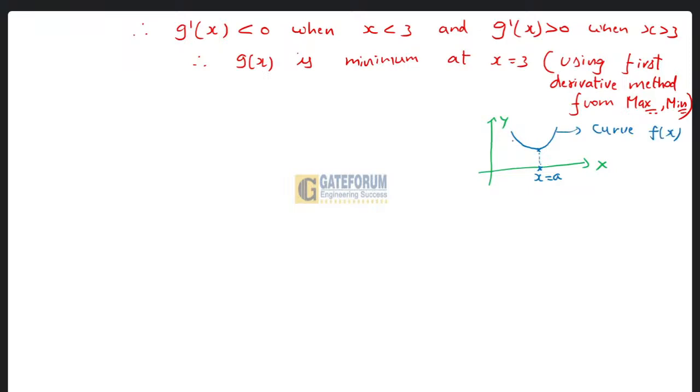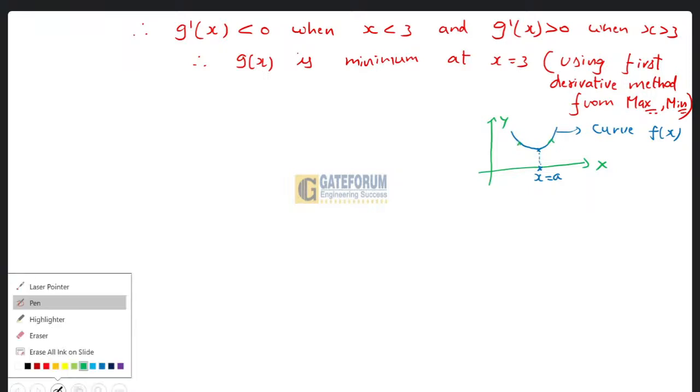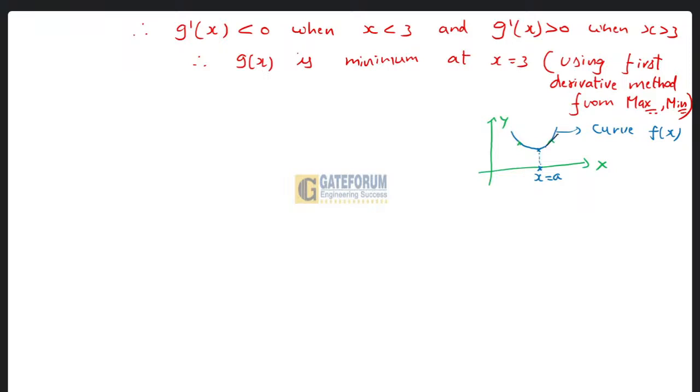When x < a, if I take the tangent at the left side part of the curve, that is, for all values of x less than a, the line makes an obtuse angle, greater than 90 degrees, with the x-axis. So tan θ is negative, that is, the slope is negative. I can draw at this point and at this point the two tangents. This is the tangent and this is the tangent.